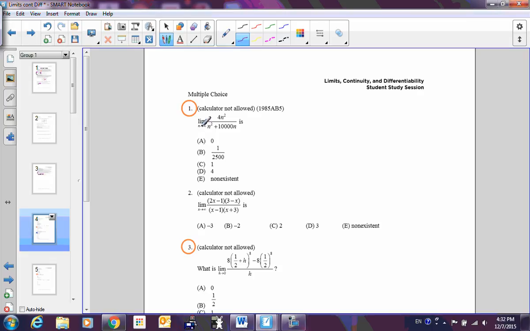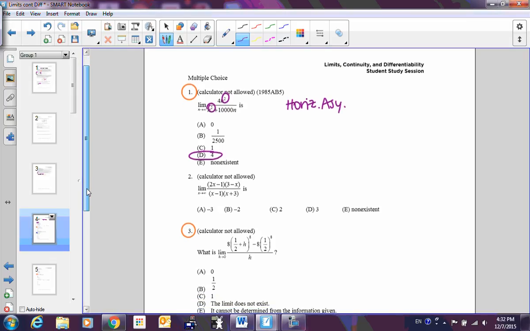Okay, anytime you have limit as x approaches infinity, these follow the same rules as horizontal asymptotes. Okay, so you look at the degree on top, the degree on bottom, they're the same, so we play that coefficient game. 4 divided by 1, that's 4. If the degree on top had been bigger, then that limit would equal infinity, and we'd answer E. If the degree on bottom had been bigger, that horizontal asymptote would be 0. So just as a hint for 2, you might want to multiply that out before you decide.